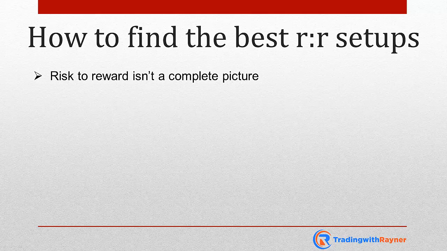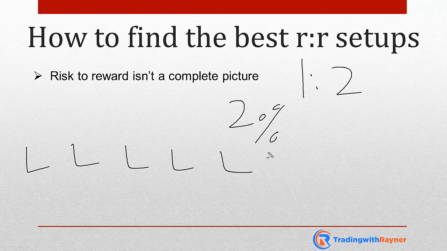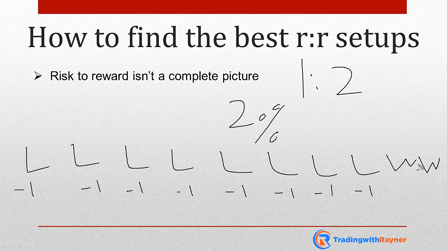Why is that? Because you can have a 1 to 2 risk to reward, that is possible, but if you only have a win rate of, let's say, 20%, in the long run you're still going to lose money with a 1 to 2 risk to reward. I can prove it to you. Let's say you have 10 trades: 8 losing trades and 2 winning trades. That's a 20% win rate. Say each time you lose is a dollar, minus one, minus one, minus one, minus one, minus one, minus one, minus one, minus one. Each time you win $2, because you win 2 times your initial risk.